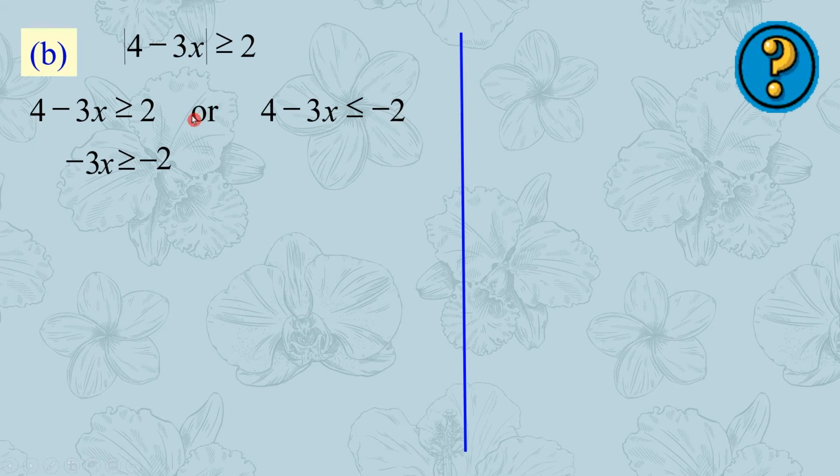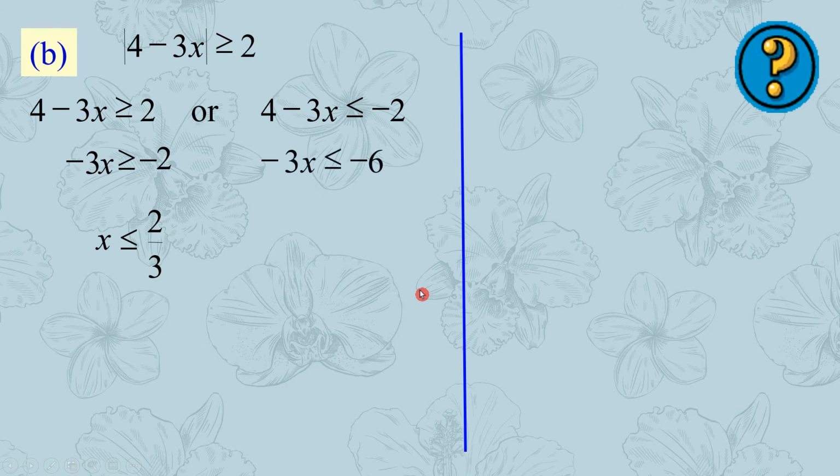Alright, 4 we bring to the right. So 2 minus 4 will give us negative 2. And when we are dividing with a negative number, we have to change the sign. Okay, so negative 2 divided by negative 3 becomes 2 over 3.